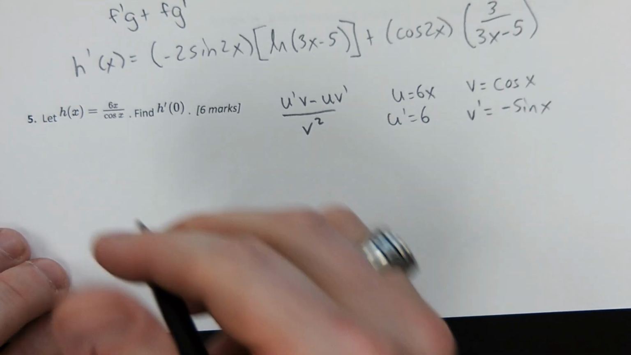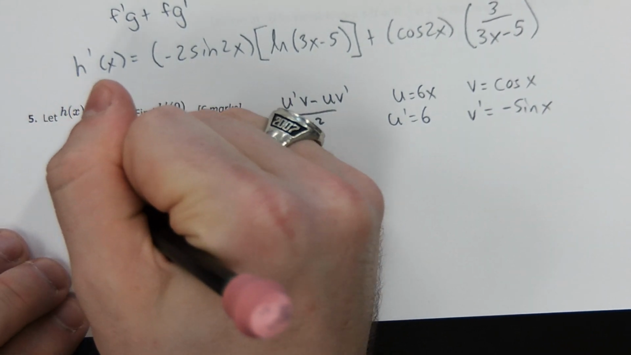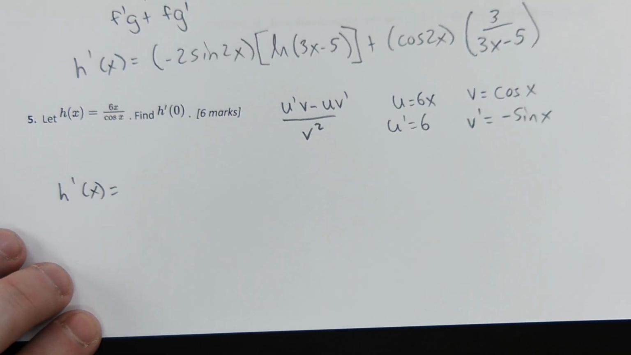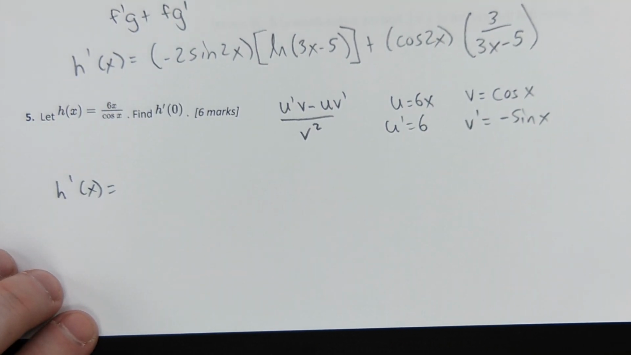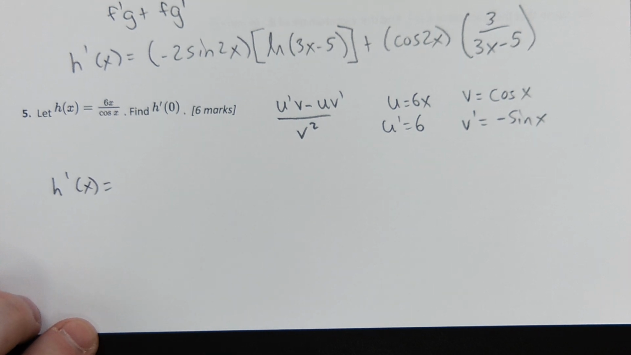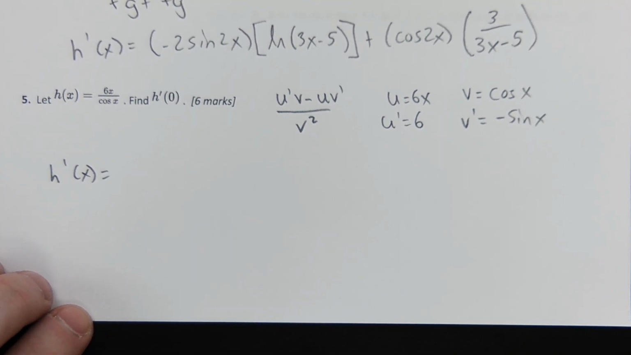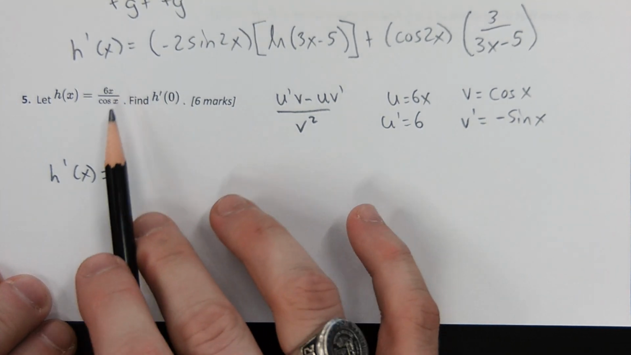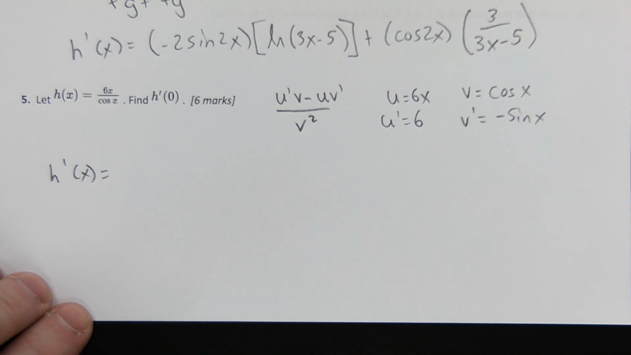All right. H prime of x. Notice I'm not messing around with the 0 right now. I'll plug in 0 later. By the way, those of you that just did 6 over the derivative of cosine x, how did you think you were getting 6 marks for that? Please think. 6 marks? No.